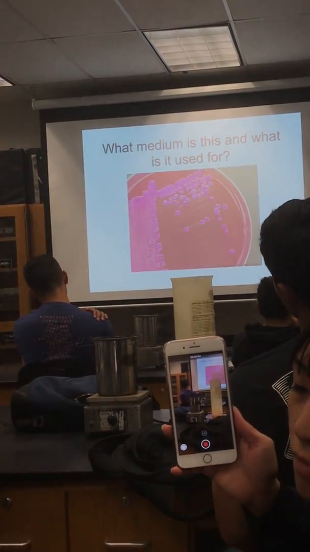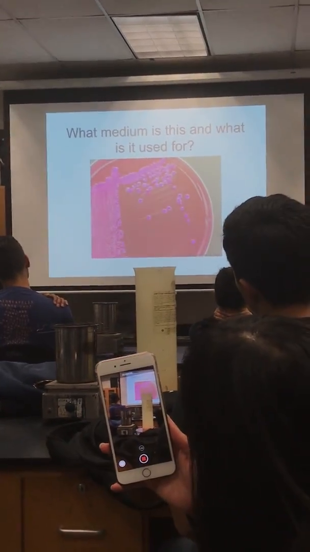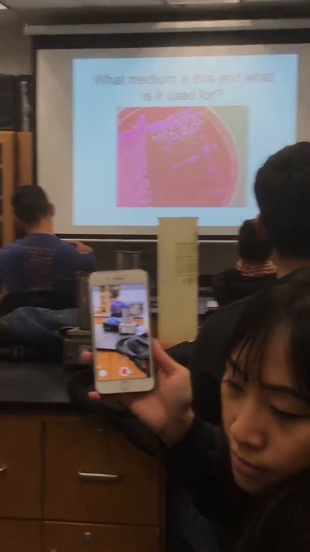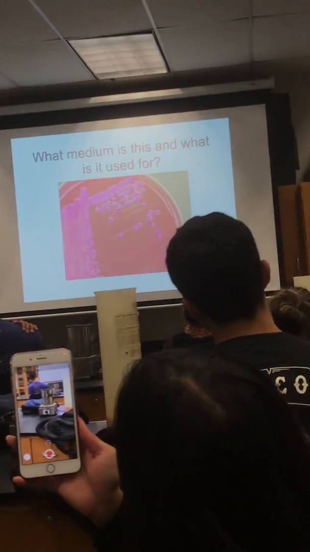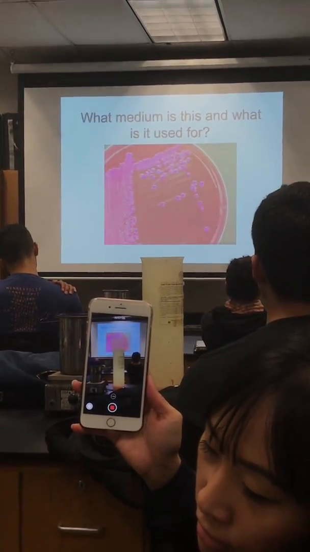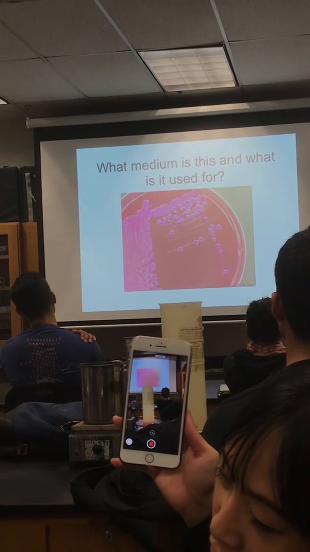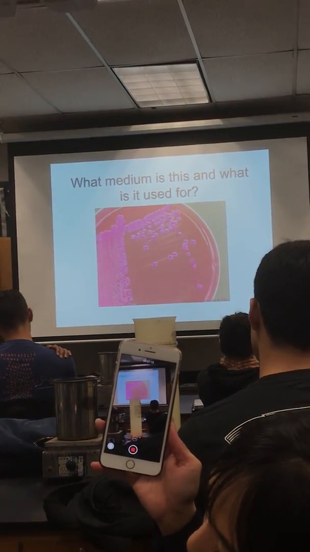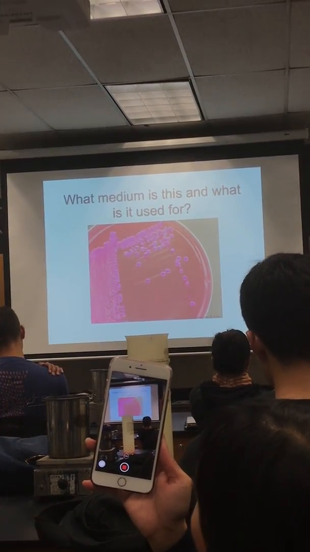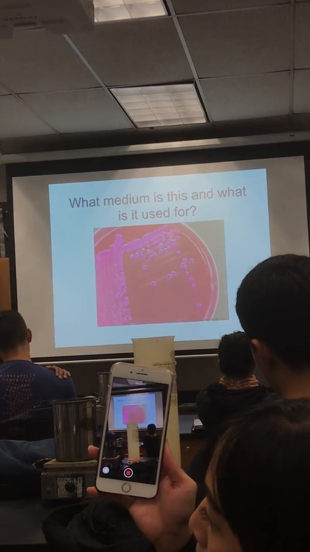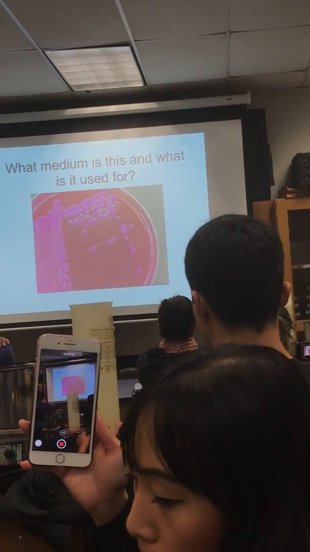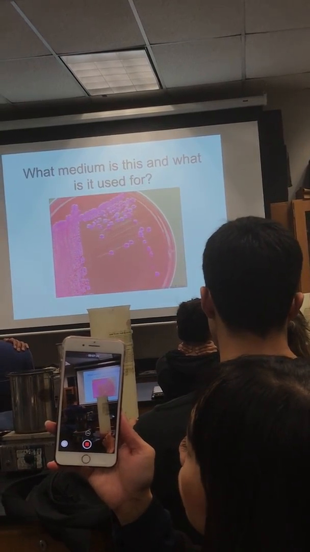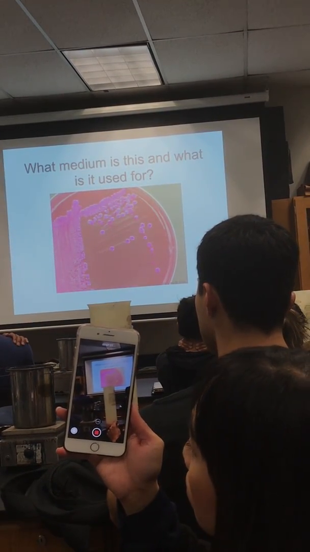What medium is this and what is it used for? It's MacConkey's, right? Because it's showing those little red colonies. So what is MacConkey's agar used for? Selectively culture gram-negative organisms, and then we're looking to distinguish coliforms from non-coliforms, lactose fermenters from non-lactose fermenters. So it inhibits gram-positive, allows the growth of gram-negative, and then it will allow you to see lactose fermentation on it.